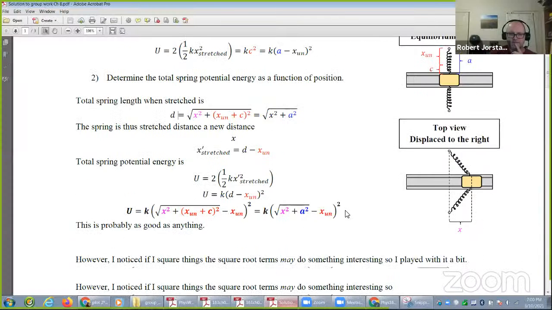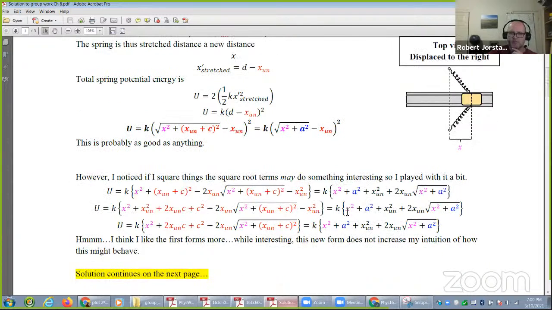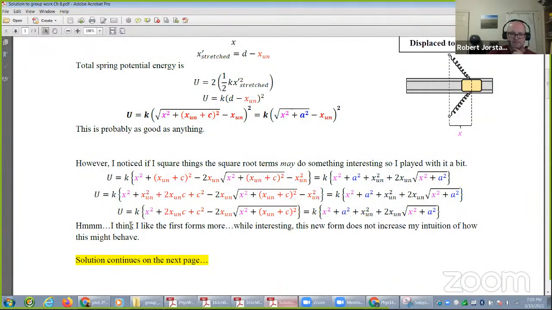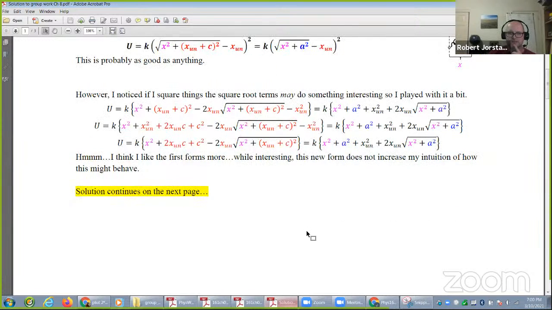Oh, whoops. I hit the wrong button. All right, so let's scroll down. Now, I played around with it a bit to see, and then I was like, this sucks. This new form does not increase my intuition. So I tried rearranging it, regrouping it. Nothing made it look pretty. It's just ugly.